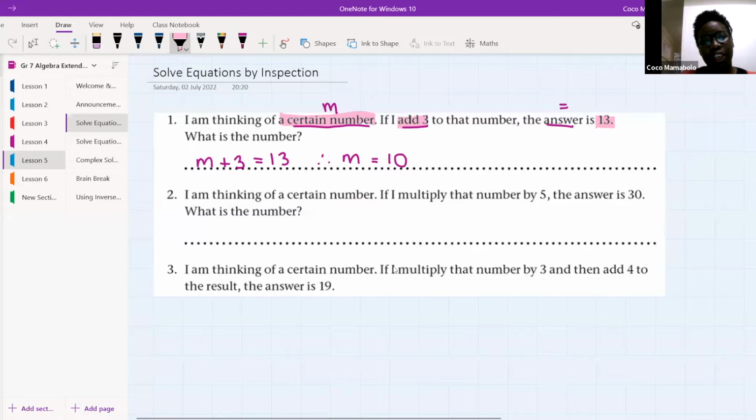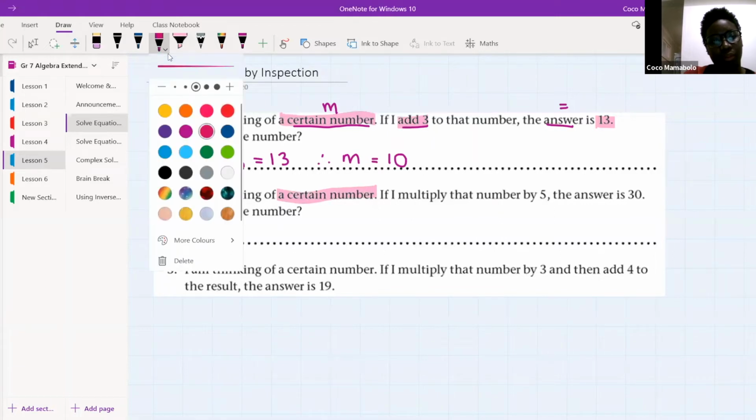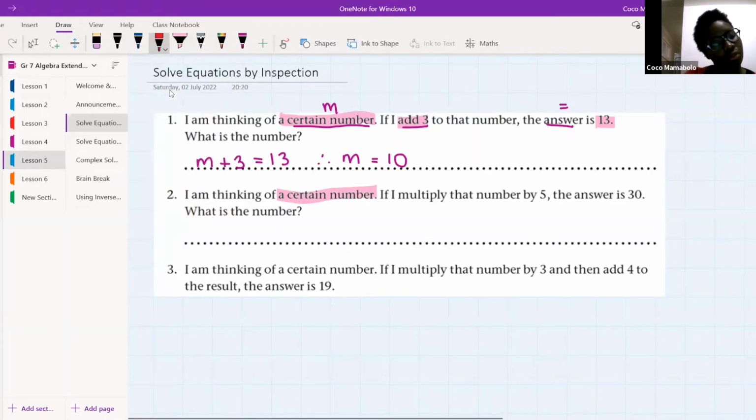Okay. I'm thinking of a certain number. What are we going to name that number? You get to choose. Can I make it an X? X, of course, we can make it X. Now, we're going to multiply that number by 5. Can you give me a sum? What am I going to get? It's X times 5 equals to 30. And what is my answer? 30. Good.